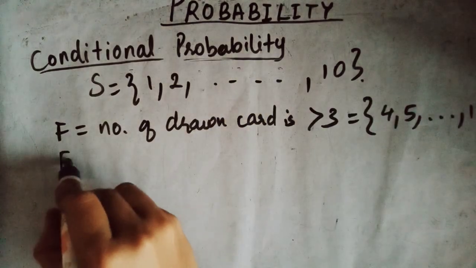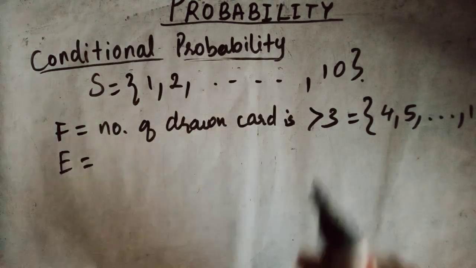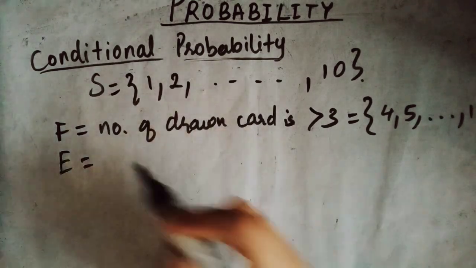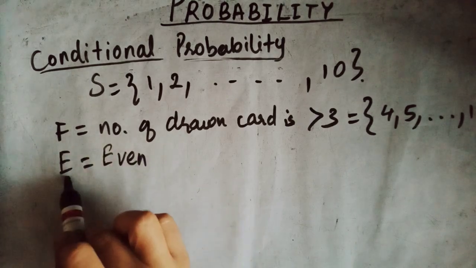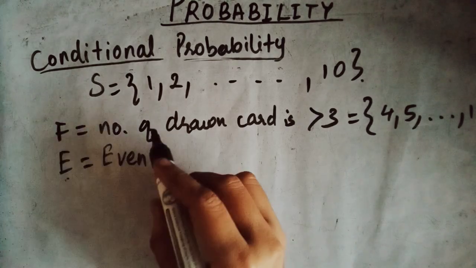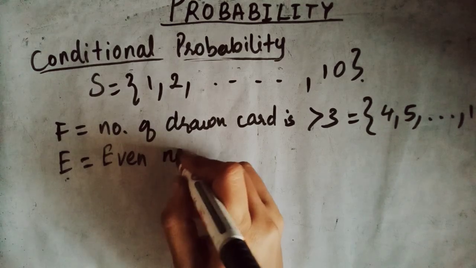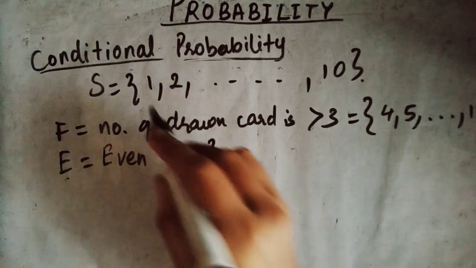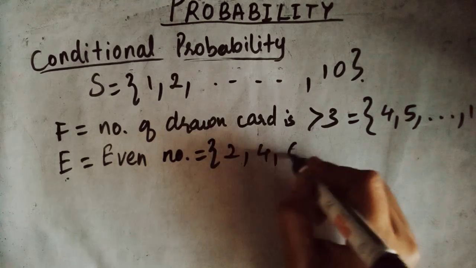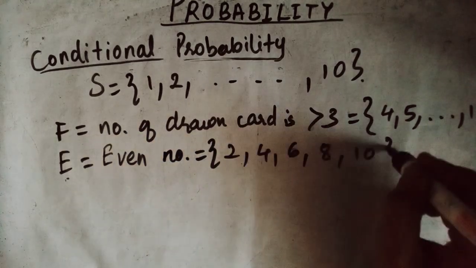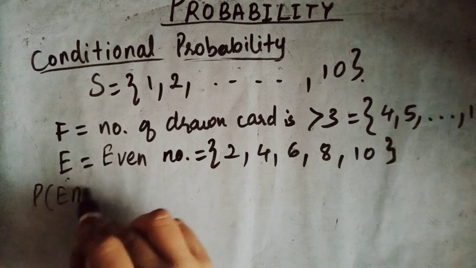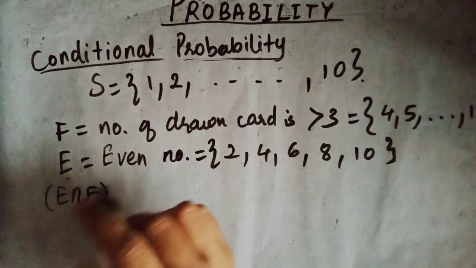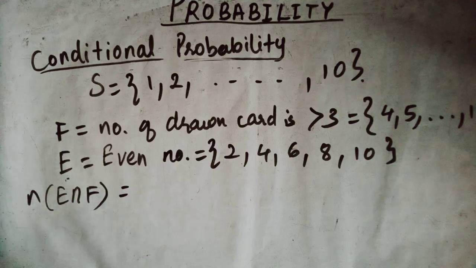They have asked to find the probability that it is an even number. Now you have to find the probability of this with respect to F, right? Even numbers are 2, 4, 6, 8, 10. Now find the intersection E intersection F, the number of elements in E intersection F.